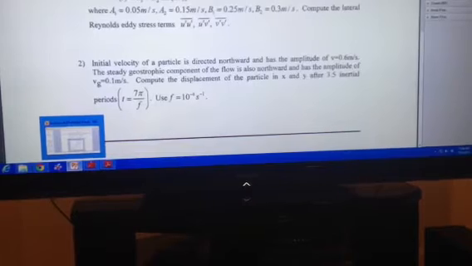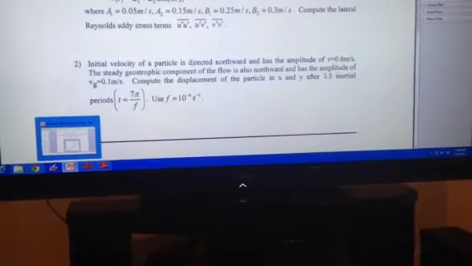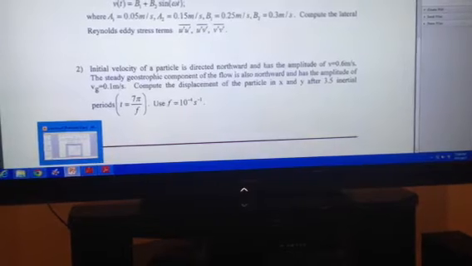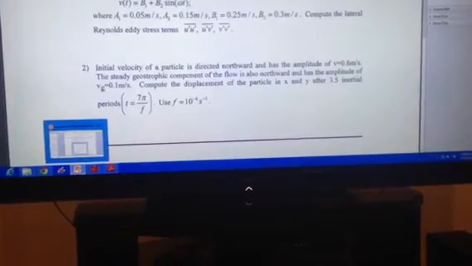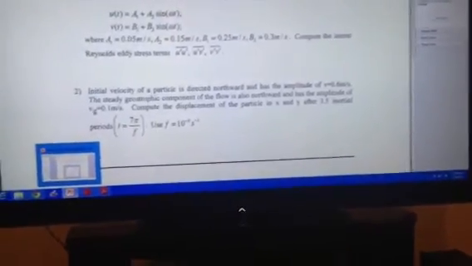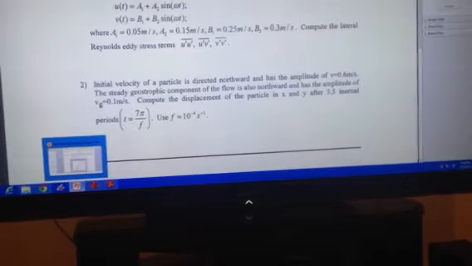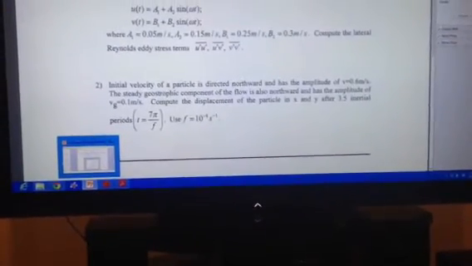The steady geostrophic component of the flow is also northward and has the amplitude of Vg equals 0.1 meters per second. Now that's going to actually very drastically simplify the problem, which we'll show in a second.